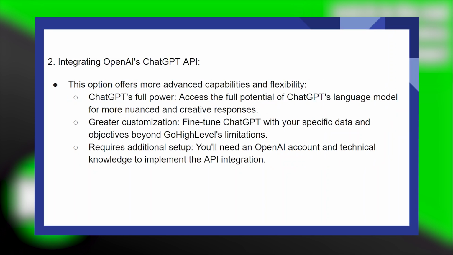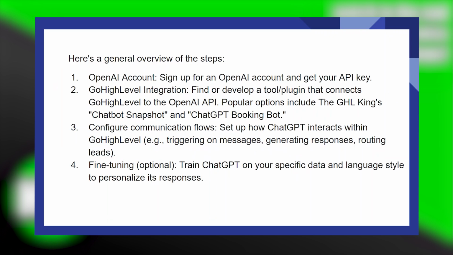Now, the second option is integrating OpenAI's ChatGPT API. This option offers more advanced capabilities and flexibility. Access the full potential of ChatGPT's language model for more nuanced and creative responses. Fine-tune ChatGPT with your specific data and objectives beyond Gohighlevel's limitations. You will need an OpenAI account and technical knowledge to implement the API integration.